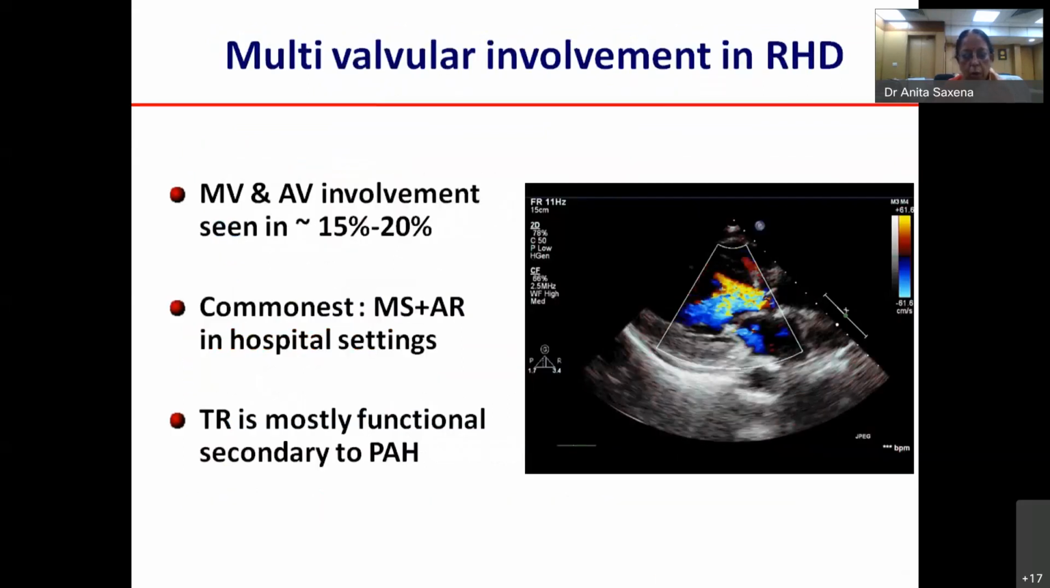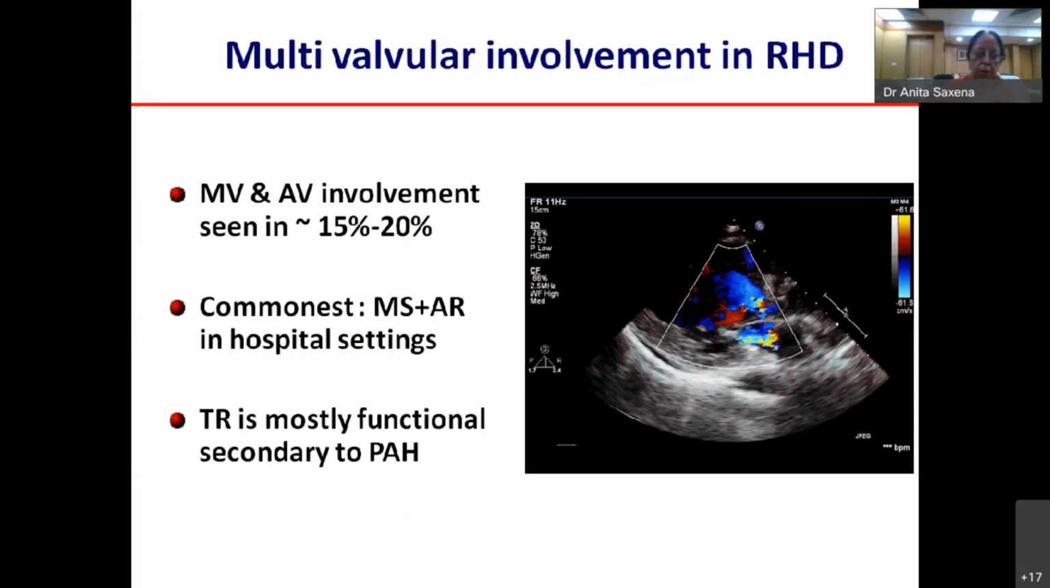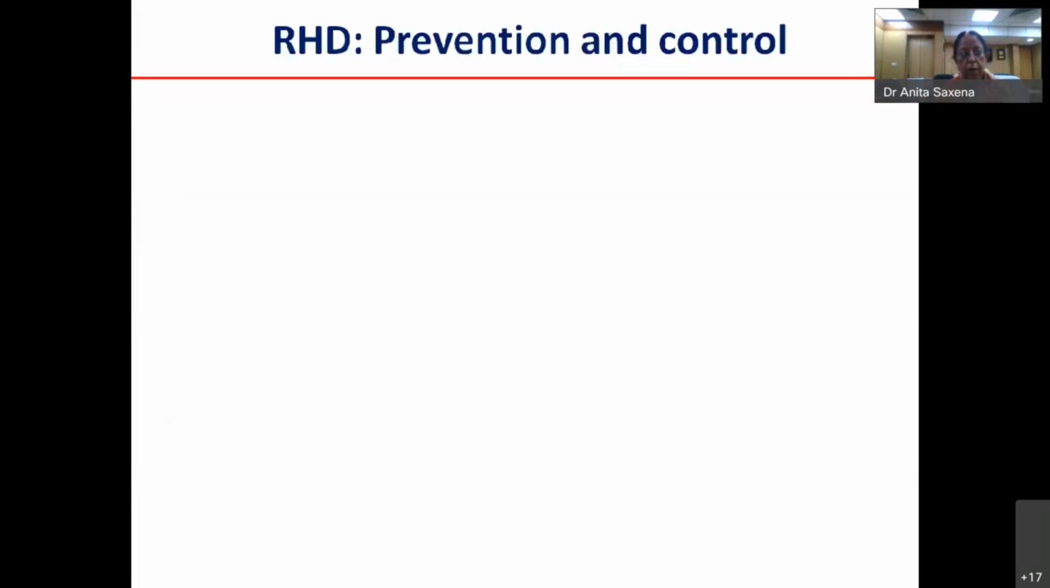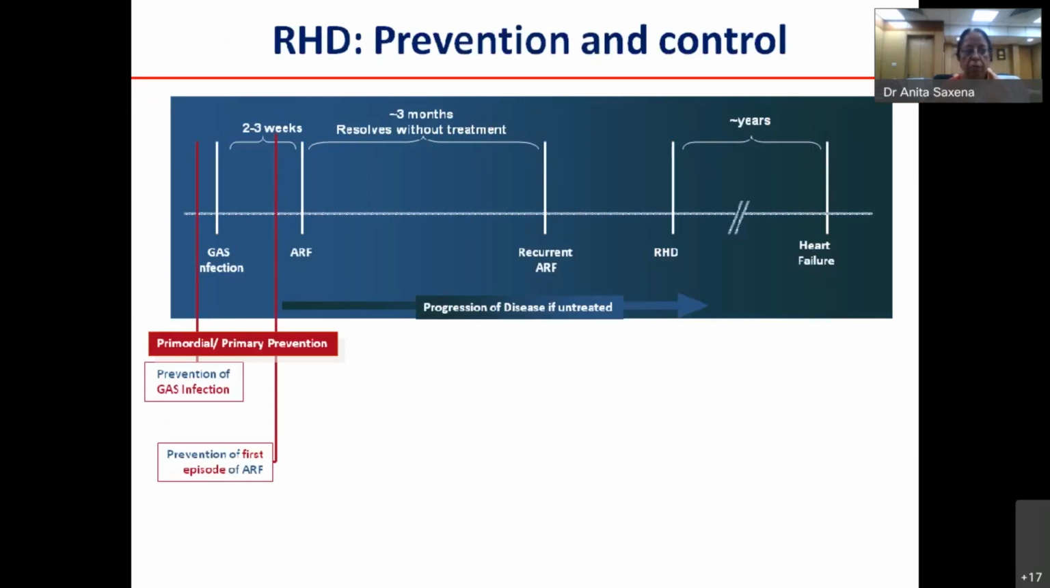Multivalvular involvement is not uncommon. The commonest combination is AR and MS, but you can have AR and MR also. Tricuspid regurgitation is mostly functional because tricuspid valve is normal, but tricuspid annulus is often enlarged because of tricuspid regurgitation. And finally, I will just finish before finishing.